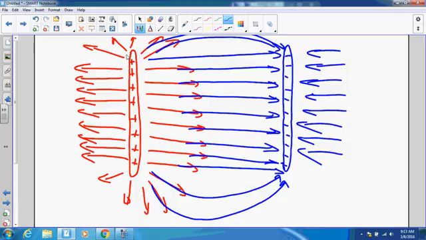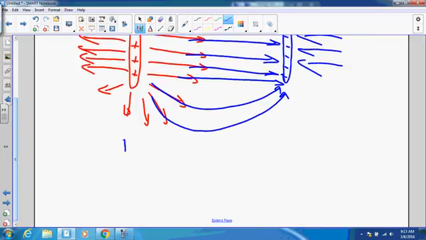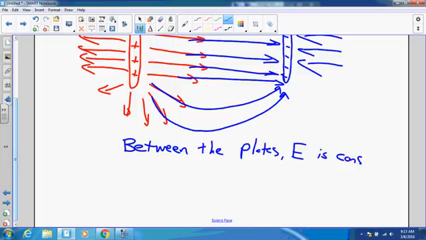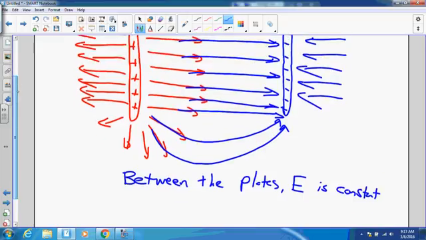And so what we find here is that between the two plates, the field is constant. And it is constant because all those kq/r² terms add up to a constant field. And you'll just have to trust me that the calculus works out on that. Between the plates, E is constant.